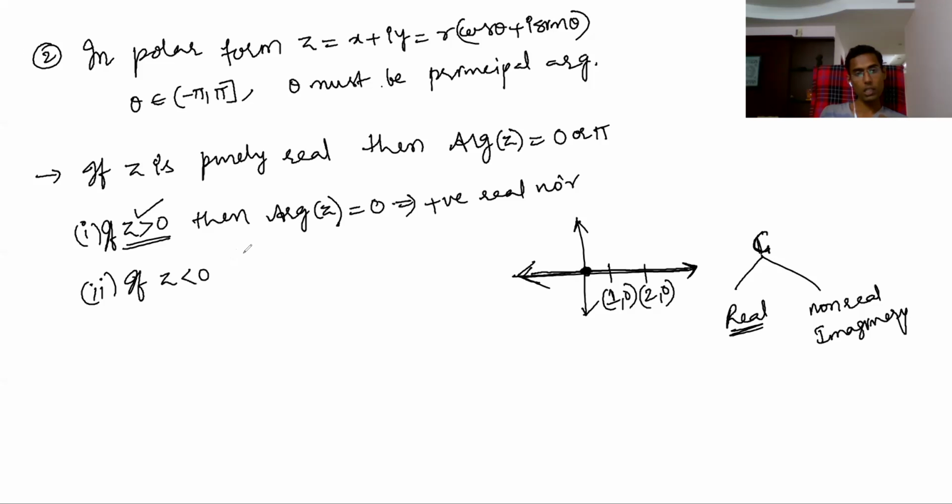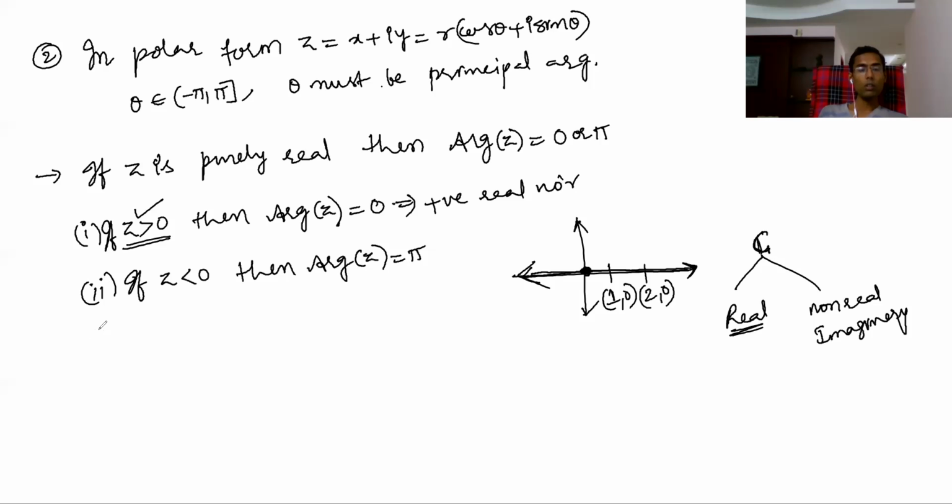Okay. So z is less than 0, then what will happen? Then the argument of z is pi. If z is greater than 0, then the argument of z is 0. If z is less than 0, then the argument of z is pi.